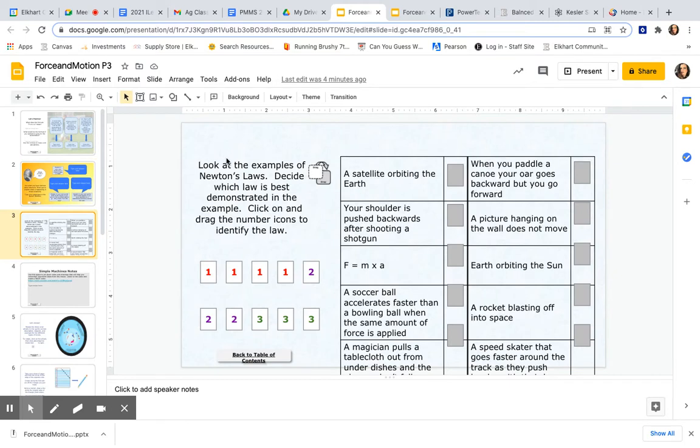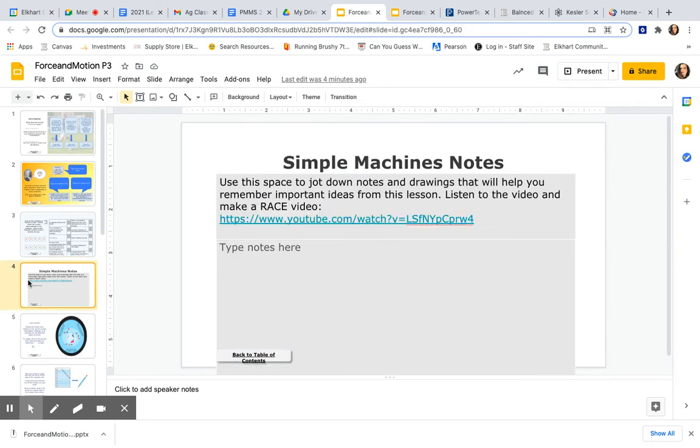Right here, you're going to look at the examples of Newton's laws and decide which law is best demonstrated in the example. You will click on and drag the number icons to identify that law. So you'll take and you will move the laws to these particular things. Okay? And then on this fourth one, it says use the space to jot down notes and drawings that will help you remember important ideas from this lesson.